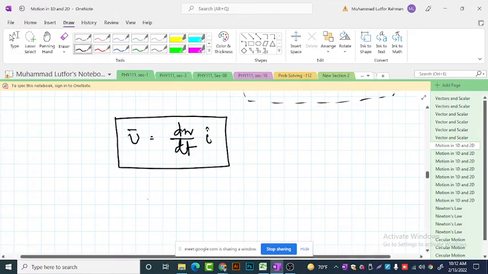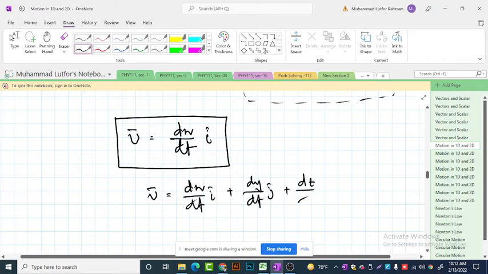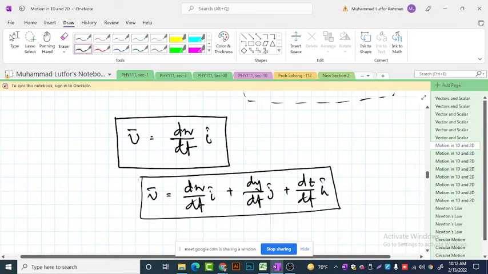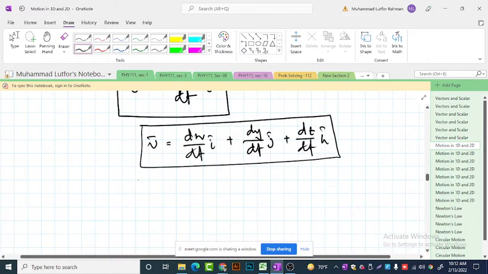Then we can write this also for 2-dimensional and 3-dimensional cases. I'll write dx over dt into i hat plus dy over dt into j hat plus dz over dt into k hat. That will give me the instantaneous velocity of the particle in the 3-dimensional case. If you want to find the instantaneous speed, you just take the magnitude of that vector, and you know how to find that, right? This instantaneous velocity could be greater than 0, equal to 0, or less than 0.